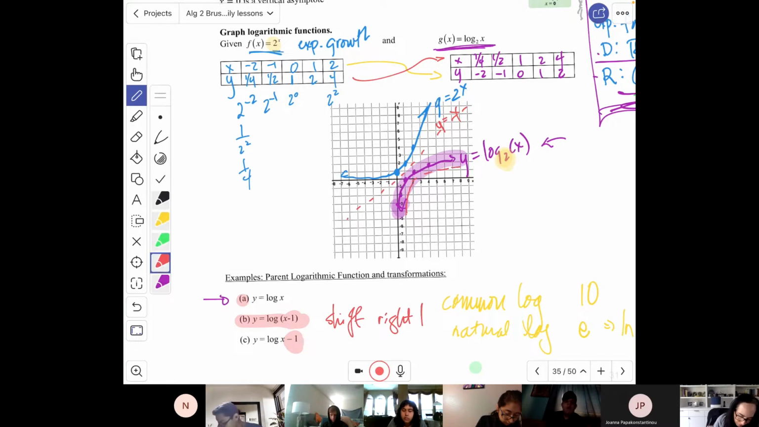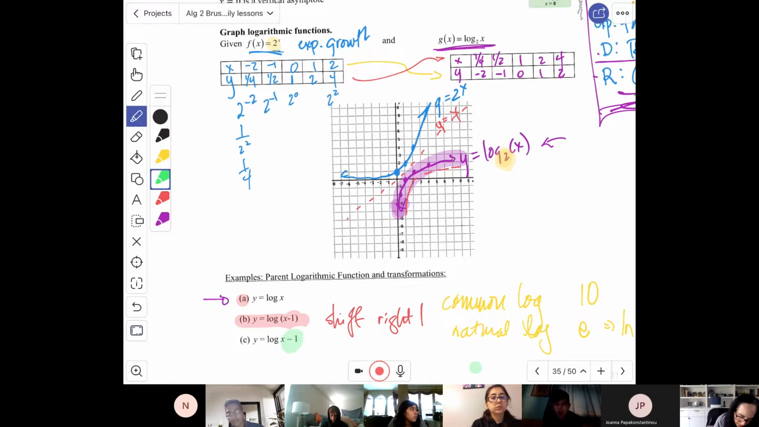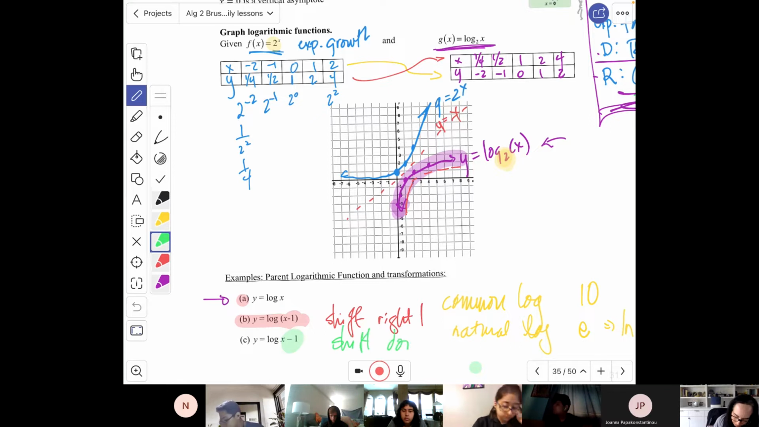Now, what if I look at this? What transformation is represented there to the parent? Vertical shift down. Yes, it is a shift down. So that means I would take this parent and I would just move each of these points down 1.